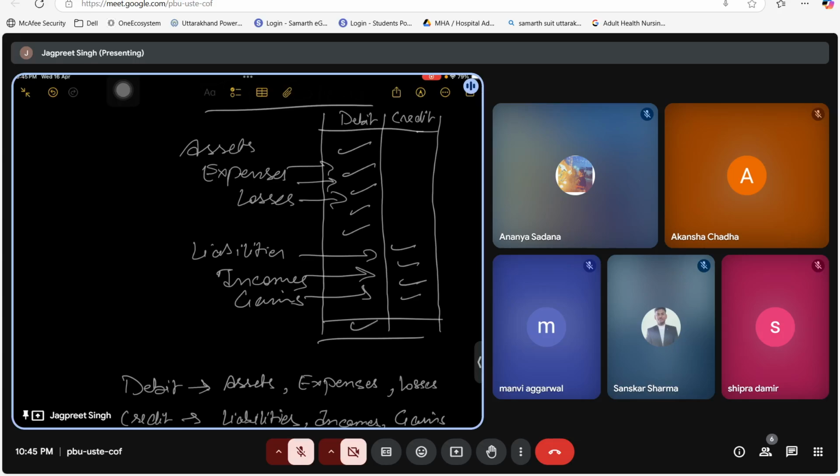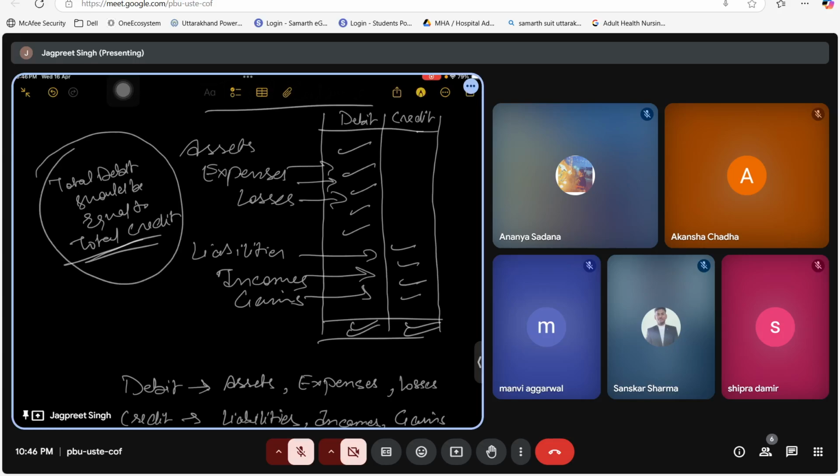And the total of the trial balance, like the balance sheet, is always equal; both sides should be equal. In accountancy there is a rule that debit balance should be equal to credit balance. So total debit should be equal to total credit to avoid any error. So this is the basic rule of understanding.